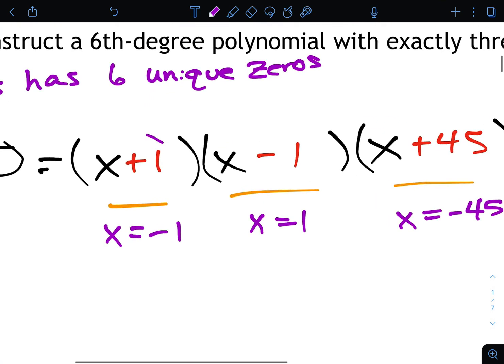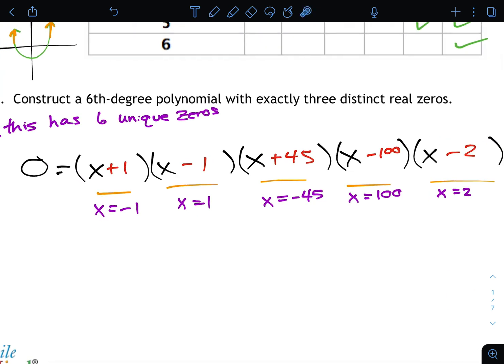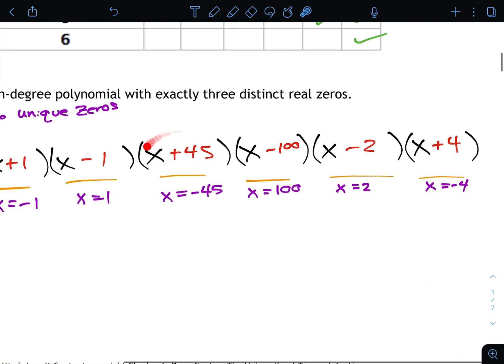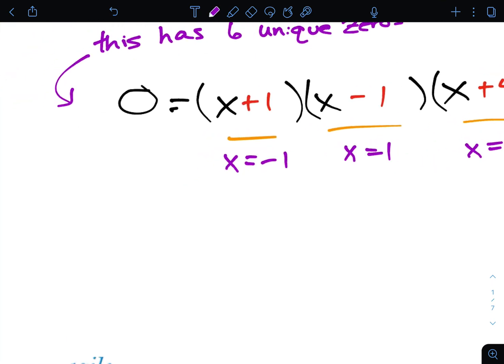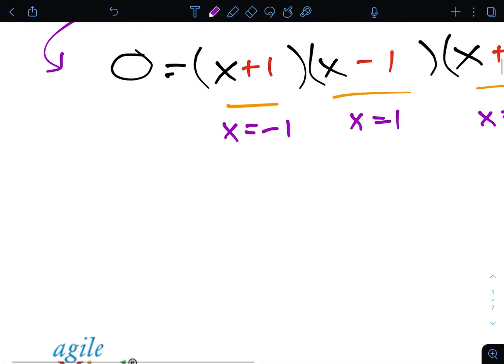All I did here was I set x plus 1 equal to 0 and solve for x. Set x minus 1 equal to 0, x equals 1. So I solved each of these for 0, because if any one of these is 0, that makes the whole thing 0. So all of these x values are solutions. I need all 6 of them. All 6 of these possibilities would make the whole thing 0. Now we want to come up with one with 3 distinct zeros, 3 unique zeros.